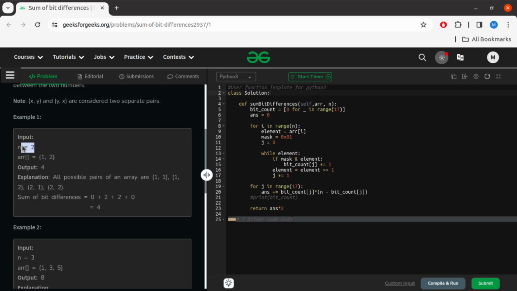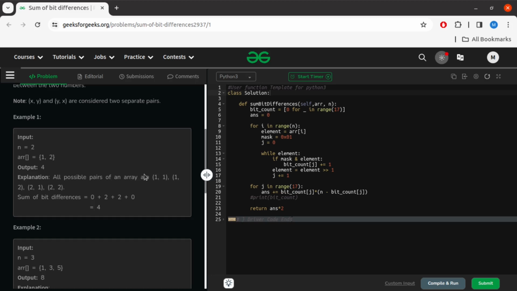So here n is equal to 2, and these are the elements of the array which is given to us. If we see here, all possible pairs in the array are 1 1, 1 2, 2 1 and 2 2. Please note 1 2 and 2 1 are two separate pairs, which is mentioned in the question.